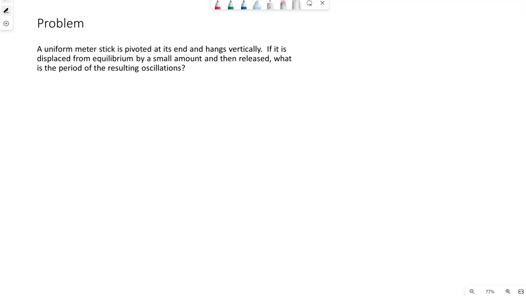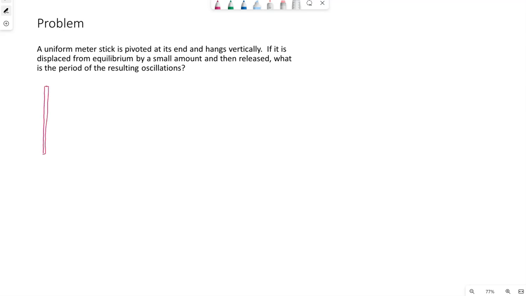We have another example problem here. A uniform meter stick is pivoted at its end and hangs vertically. If it is displaced from equilibrium by a small amount and then released, what is the period of the resulting oscillations?